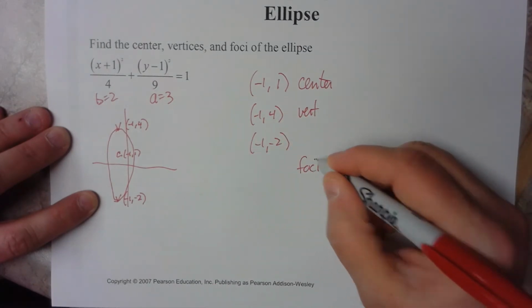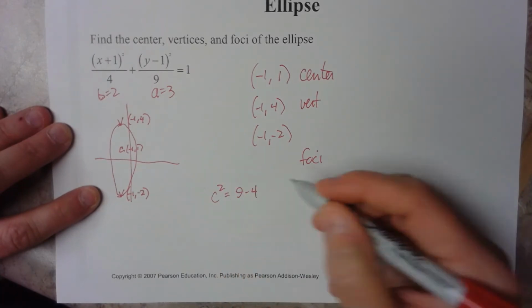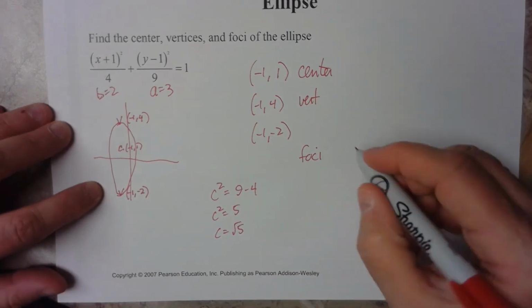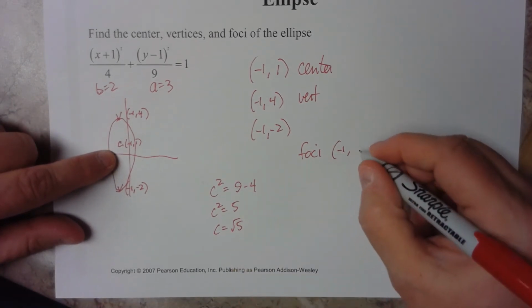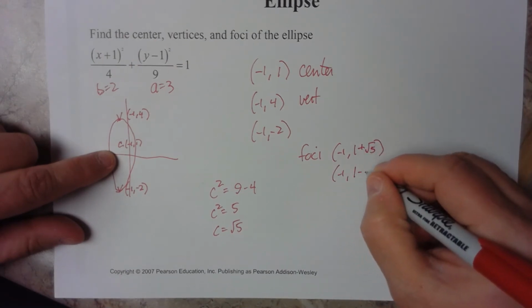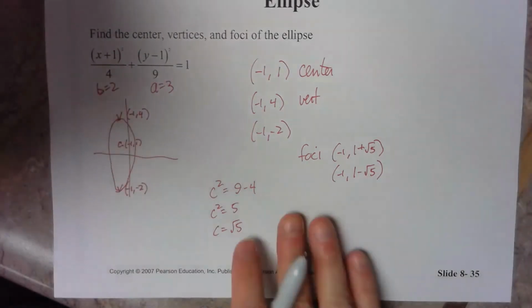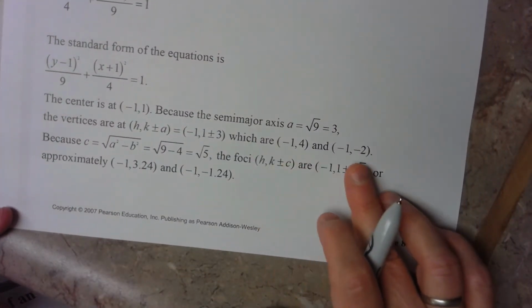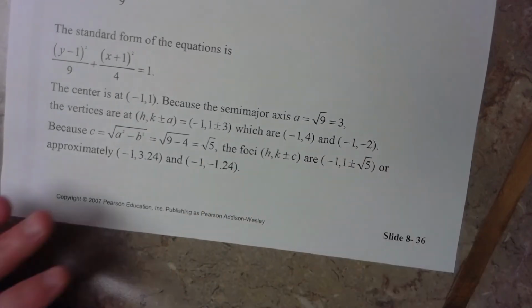And our foci, let's say we have to do our Pythagorean relation. C squared equals 9 minus 4. C squared equals 5. C is the square root of 5. So our foci are going to be -1, and then this is just going to be ugly. We can't really make this any better. -1, 1 plus the square root of 5, and -1, 1 minus the square root of 5. And I'm just going to leave it that way. And if we look here, -1, 4, -1, -2, and there's the square root of 5. Yeah, and they left it in that form as well.